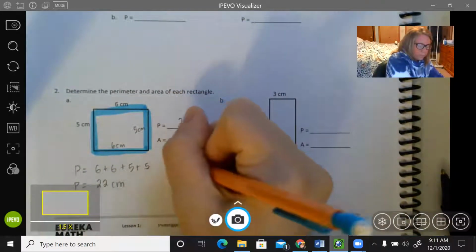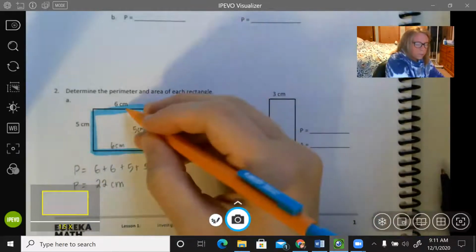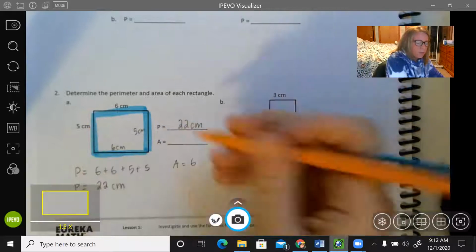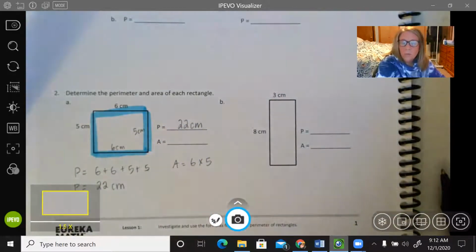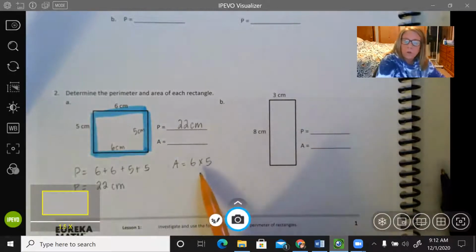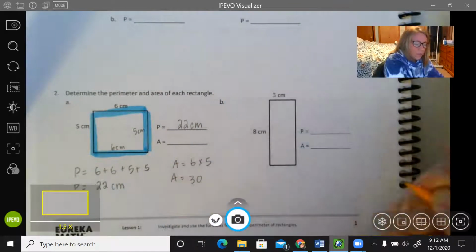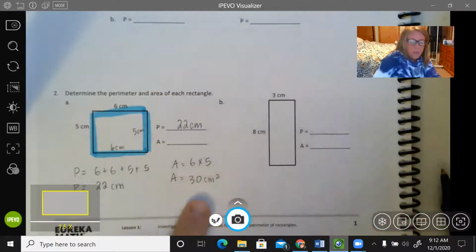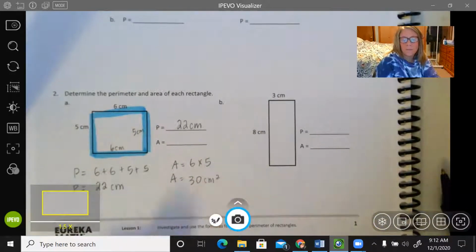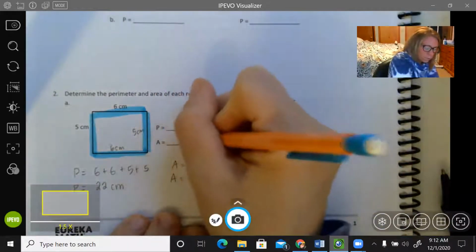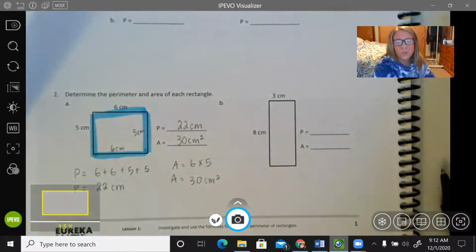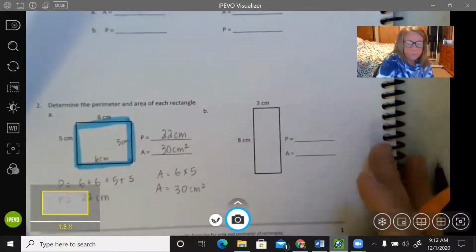Now to find the area, I'm going to take my length, which is 6 centimeters, times my width, which is 5. This is where knowing those multiplication facts is going to come in handy. I also want to tell you this. When we get into the bigger numbers during this lesson, you are permitted to use a calculator. If you are not strong with your multiplication facts, hopefully you're practicing those at home, but you could also use a calculator here. I know that 6 times 5 equals 30. So my area is not just 30. That would be an incomplete answer. It's 30 centimeters squared, or 30 squared centimeters. I've heard it both ways.